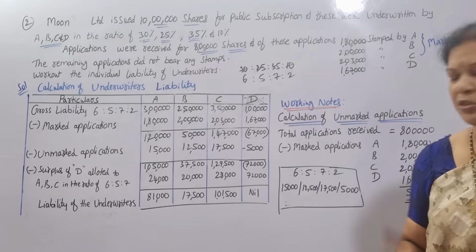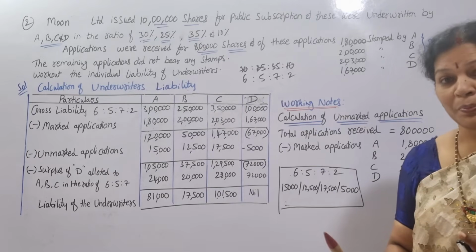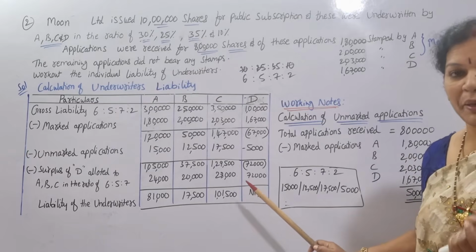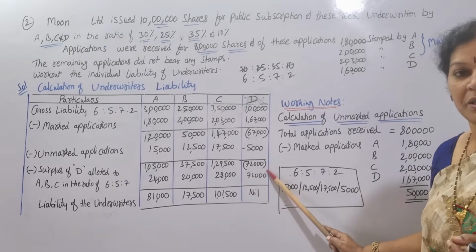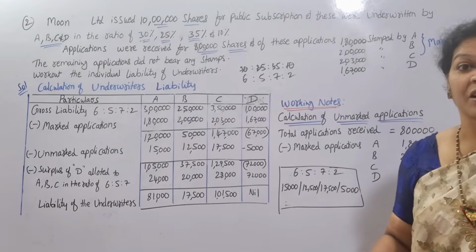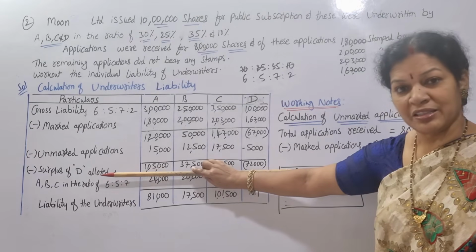This is once again a minus value. That is why I kept it in the bracket. Minus into minus comes to plus, we are adding, but the sign will be minus only. 72,000 in bracket. This is surplus, extra. So up to here we have done in the last class.